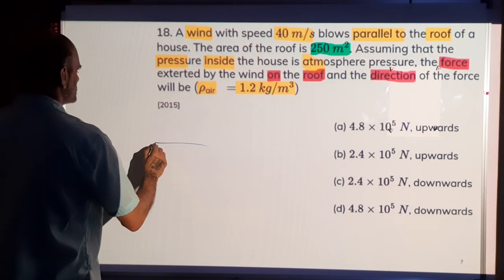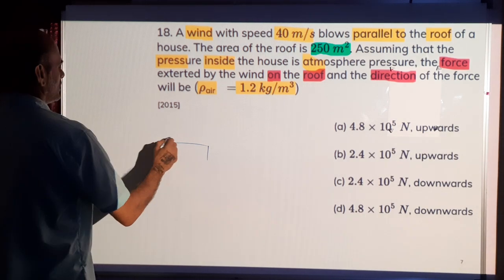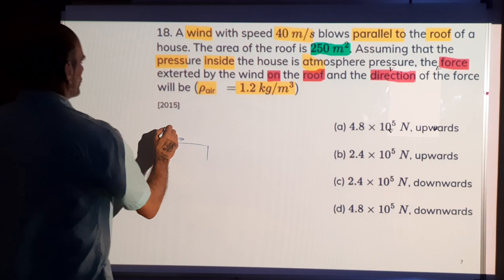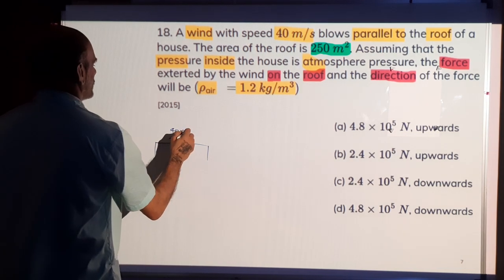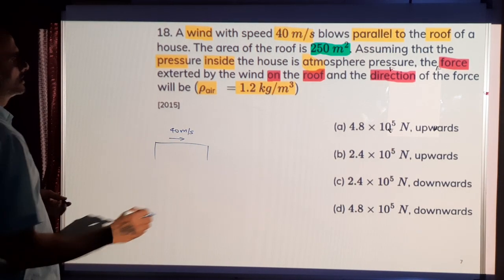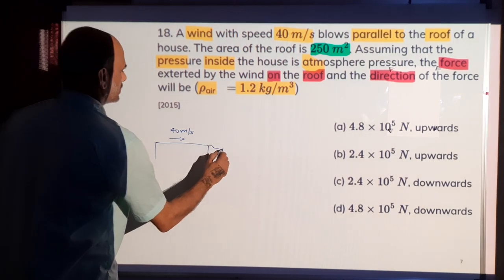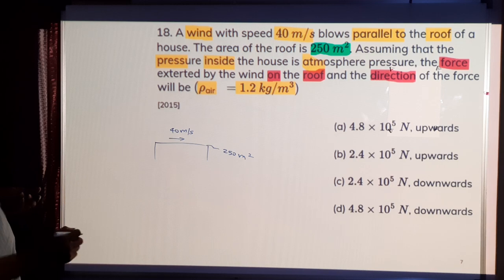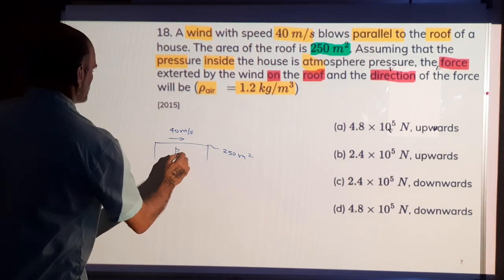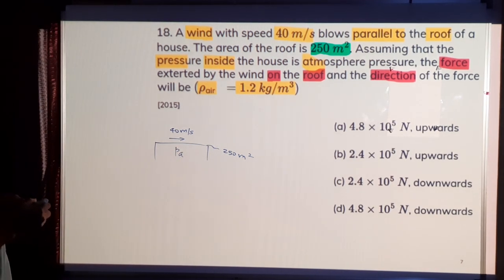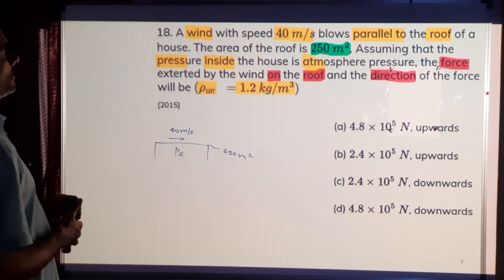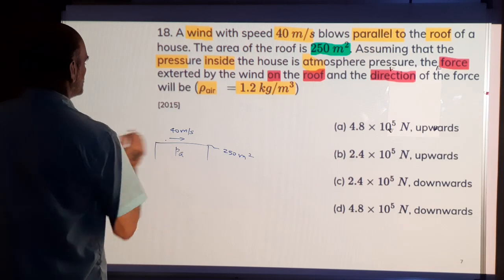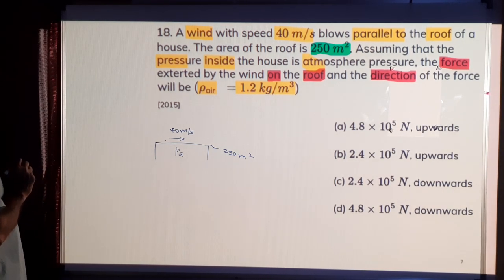So this is the roof of the house, and air is blowing like this at a speed of 40 meters per second, and the area of this roof is 250 meters square. Pressure inside is atmospheric pressure. Density of air is given. So basically, we have to find the pressure of the air here.